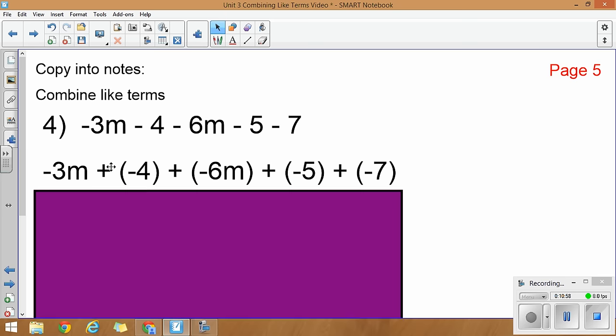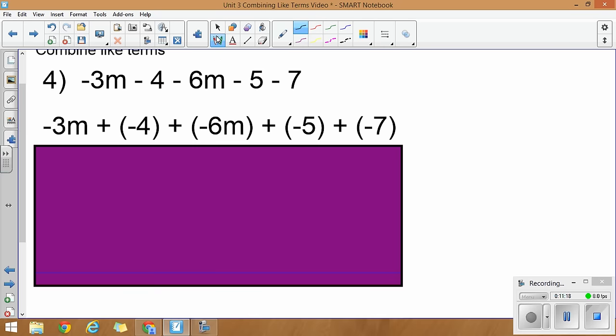This minus becomes a plus. The opposite of 4 is negative 4. Minus becomes a plus. The opposite of 6 is negative 6m. The opposite of minus is plus negative 5, and then minus becomes plus negative 7. So I'm going to take all of my like terms. So negative 3 is being multiplied to m. There's another m term here. So those are my only two coefficients that are like terms. My like constants are the negative 4, the negative 5, and the negative 7.